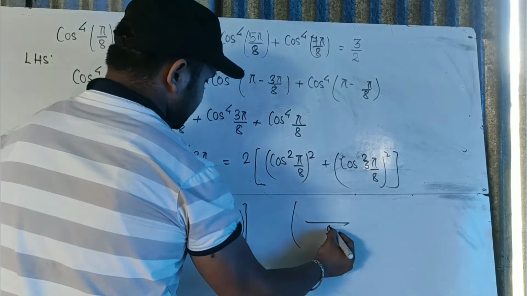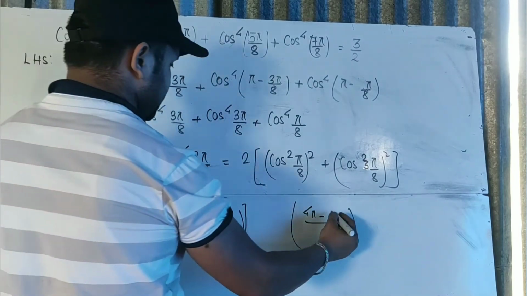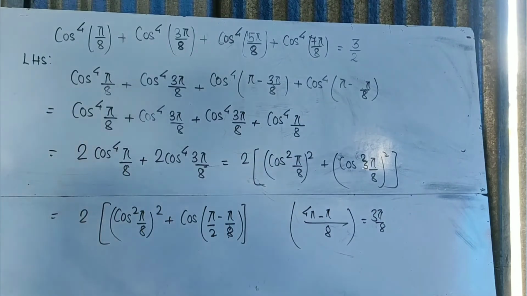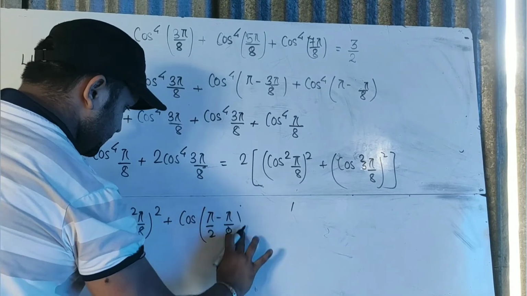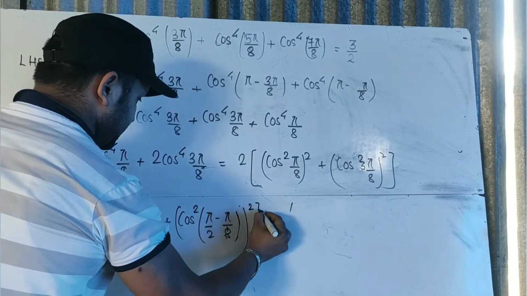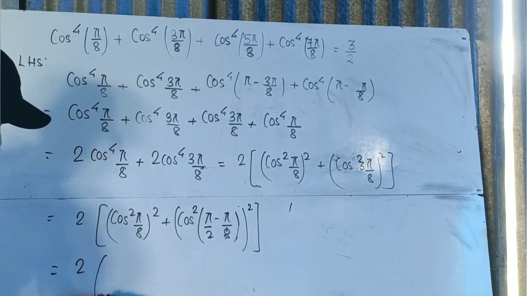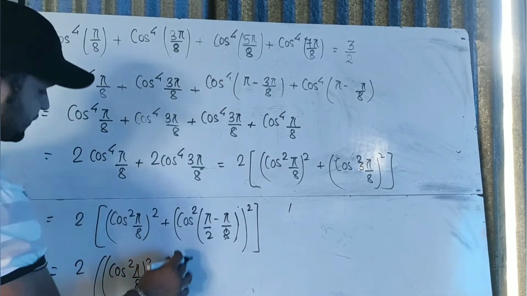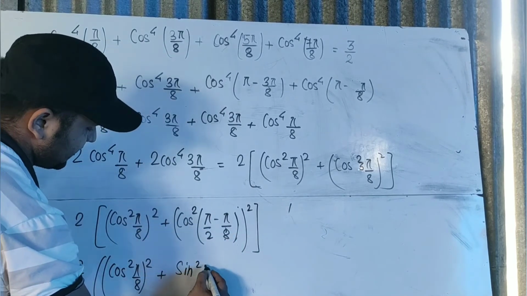You can check whether or not you get the same thing. 2 and 8, the LCM is 8. 2 4s are 8, so you'll have 4 pi minus pi by 8, which gives you 3 pi by 8. So in place of 3 pi by 8, we wrote pi by 2 minus pi by 8. We still have the square here, and then the square outside. So 2 cos square pi by 8 whole square, and cos square of 90 minus theta is sin square theta.